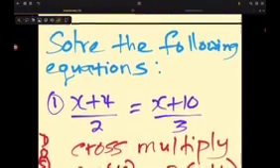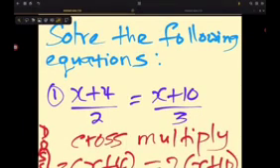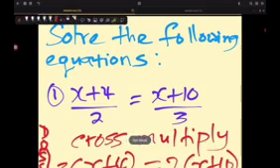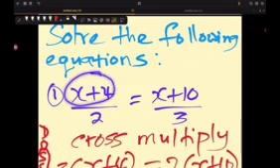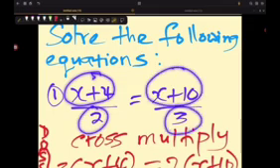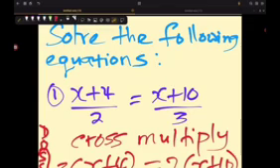cross multiply, because what we have here is an equation. The question is expressed in the form a over b equals a over b. Everything here, see it in the form numerator over denominator, numerator over denominator. So we quickly cross multiply.